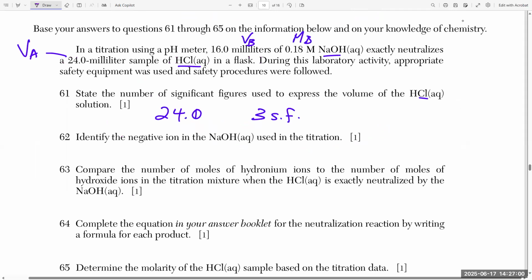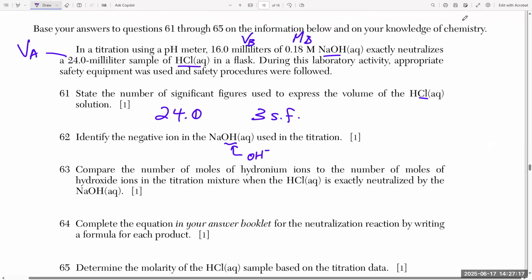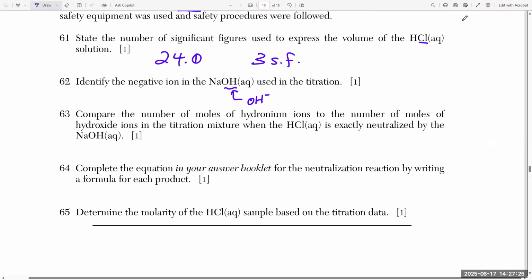Number 62, identify the negative ion of NaOH used in the titration. Okay, so what is it? It's a hydroxide, right? So you're going to write down hydroxide. I can't really imagine somebody messing this up unless you dissociate the OH. But remember, it's a polyatomic. Polyatomics don't fall apart because they're covalently bonded, but they act like an ion.